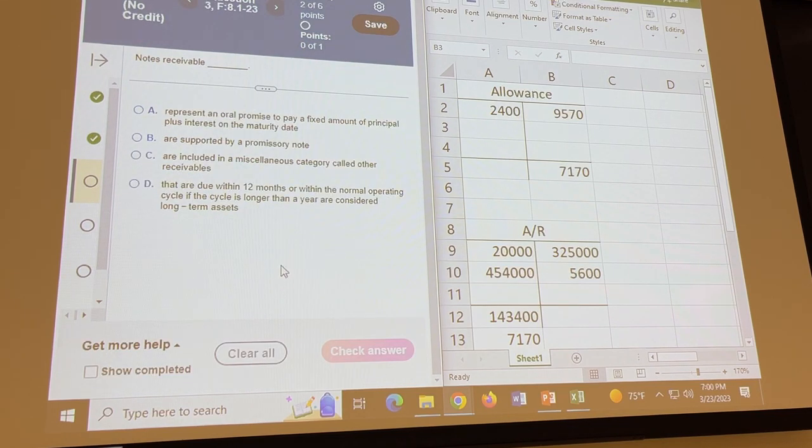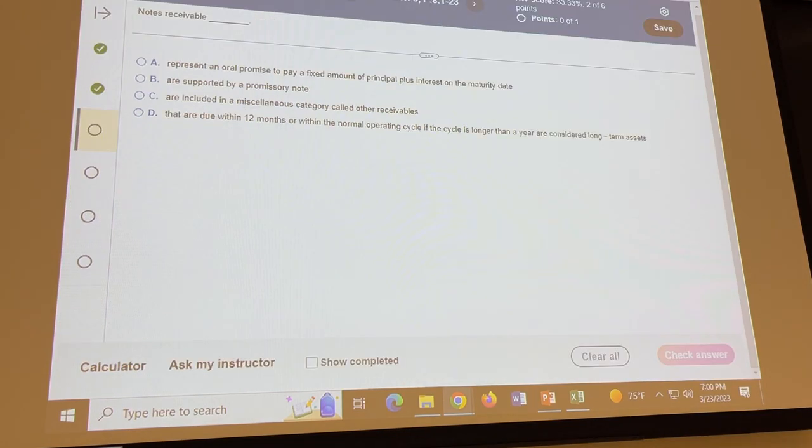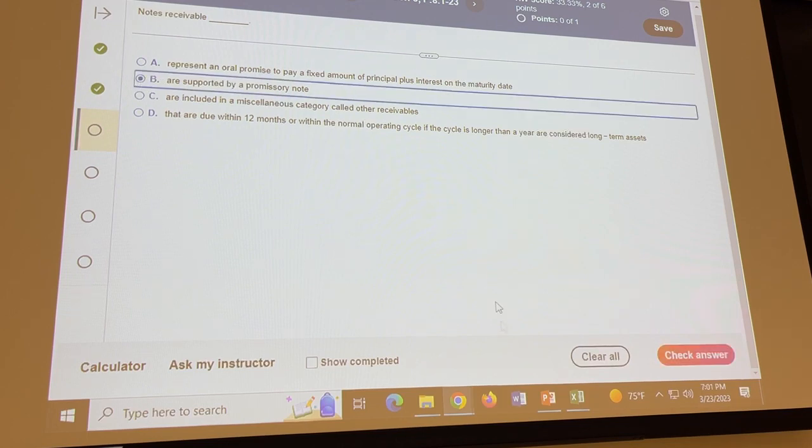Okay, then I have just a few multiple choice problems here that you can help me to answer. Notes receivable, which one of these four things would be true of those? B. Yes, good. B, they're supported by a promissory note. That's one of the main things that makes them different from accounts receivable.